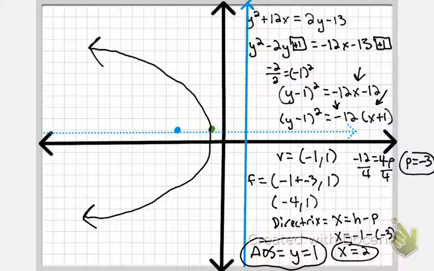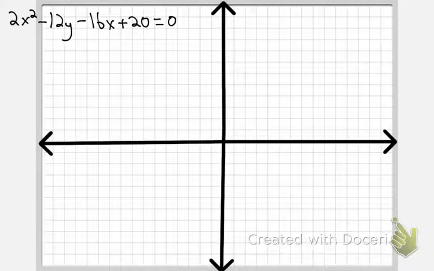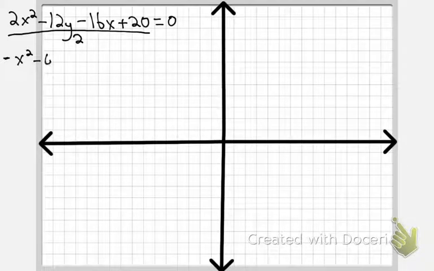Last example problem to help you out with your homework. I'm going to do number 21. Alright, so first step in number 21 is I need to divide the entire thing by 2. And that will now leave me with x squared minus 6y minus 8x plus 10 equals 0. That's alright, I was putting a dash there that looked like a negative.